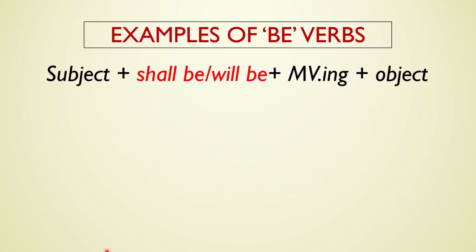Now, in the case of shall be and will be, the structure will be at first subject, then shall be or will be, then main verb plus ing and object. This is used for future tense.